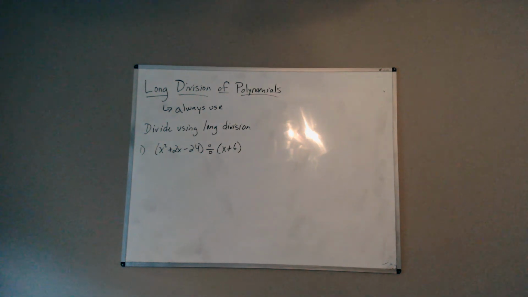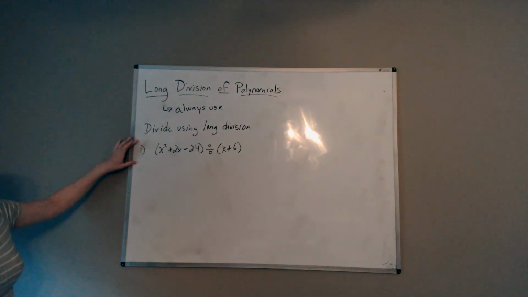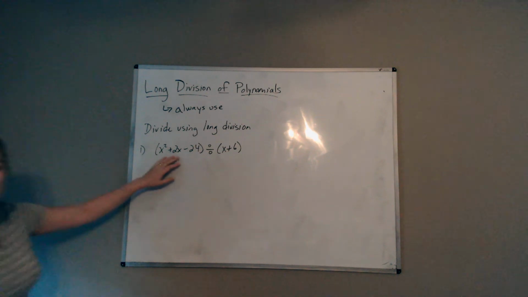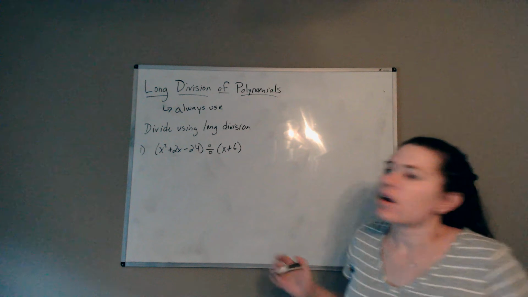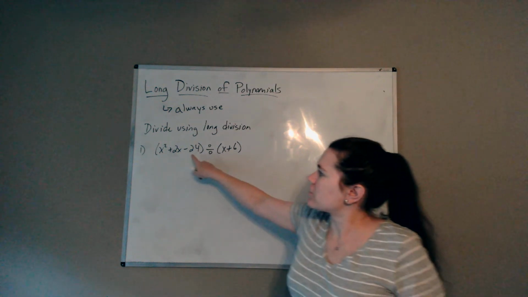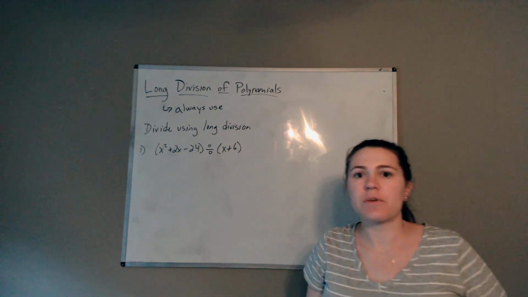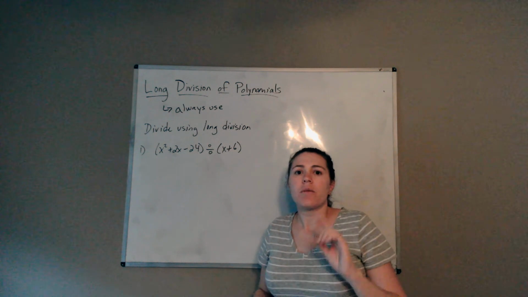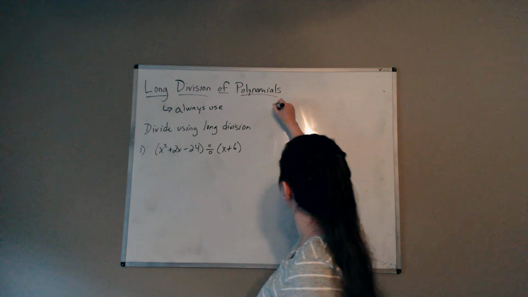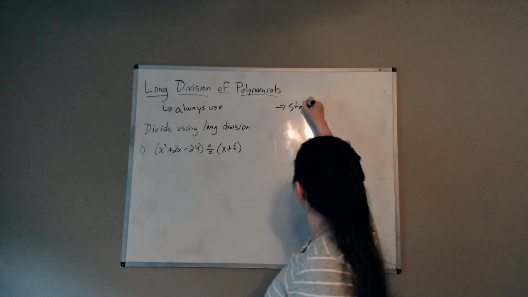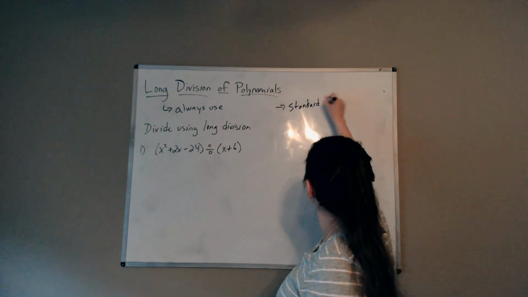So the first problem that we will do, we're going to divide using long division. We're going to do x squared plus 2x minus 24 divided by x plus 6. So notice this is the divisor, this is the dividend. There are a few things that we need to make sure are occurring before we start using division of polynomials. First thing you need to make sure is that you are in standard form.